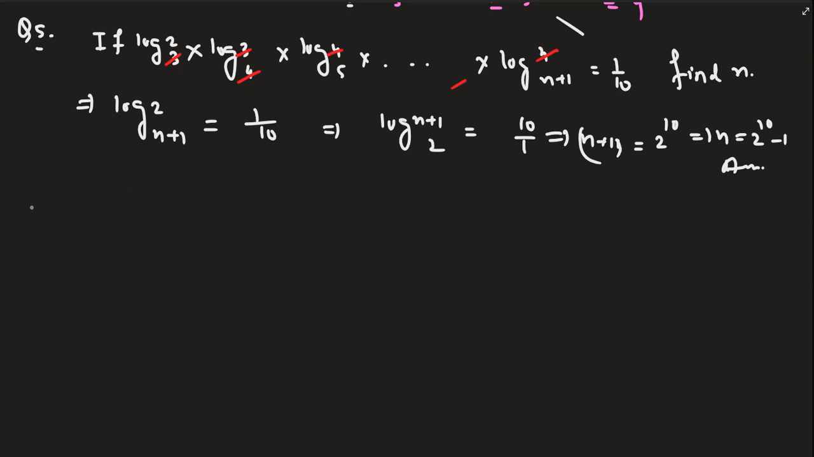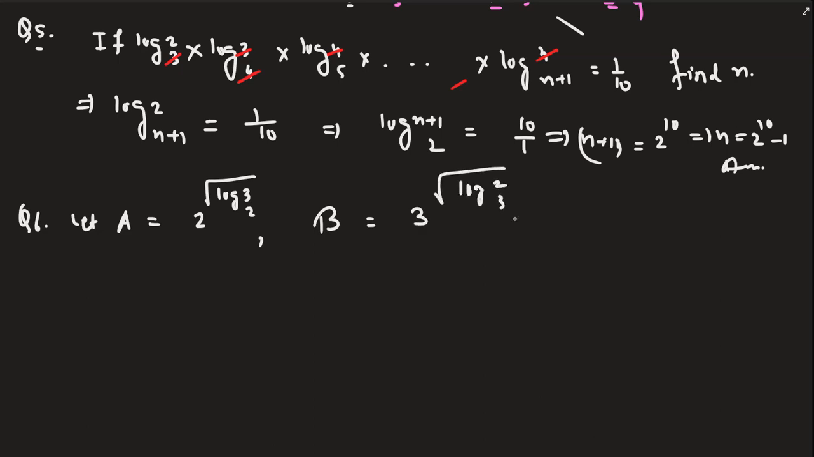Next question, number 6. Let a be equal to 2 power log 3 base 2, and b be equal to 3 power root of log 2 base 3. So now find the value of a minus b. What do we do here? a is equal to 2 to the power log 3 base 2, and b is equal to 3 to the power root of log 2 base 3.